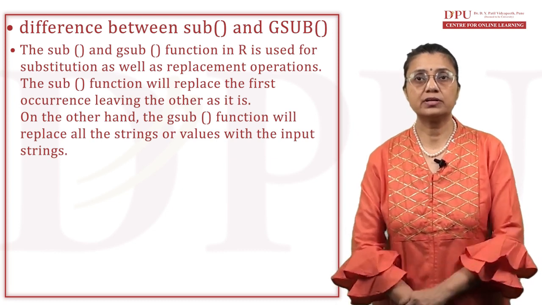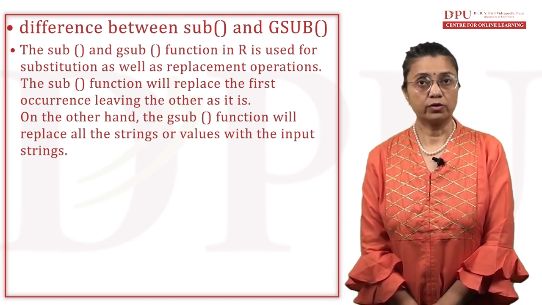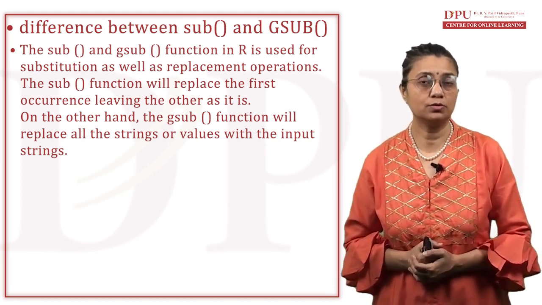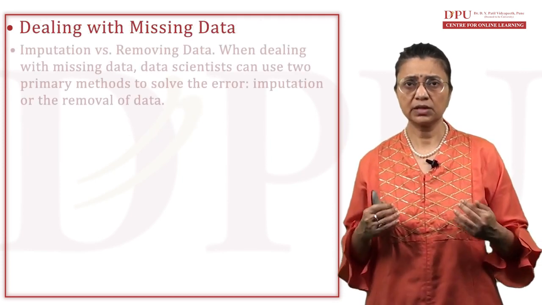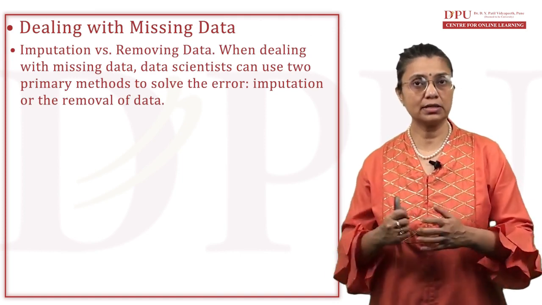The sub function will replace the first occurrence, leaving the others as they are. On the contrary, the gsub function will replace all the strings or values with the input strings. Dealing with missing data. First thing that we have to understand is imputation versus removing data.